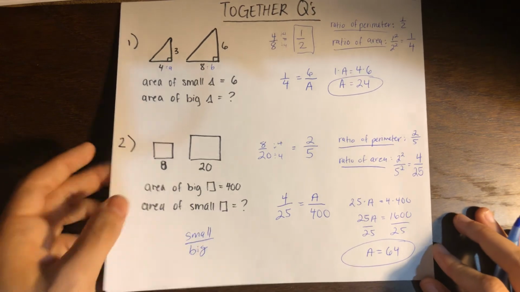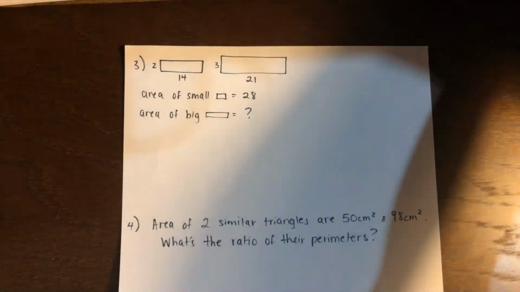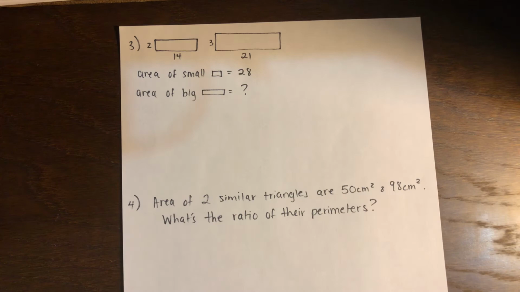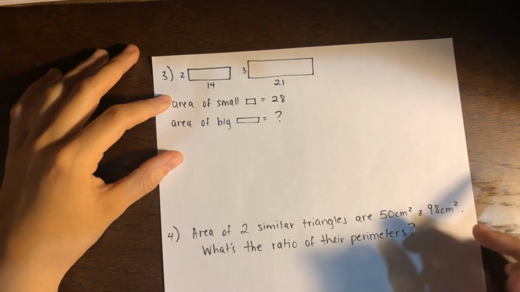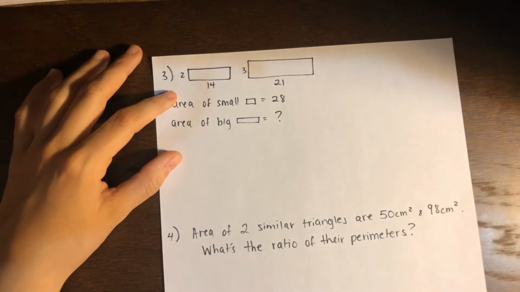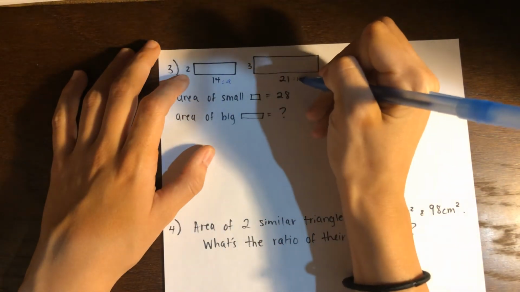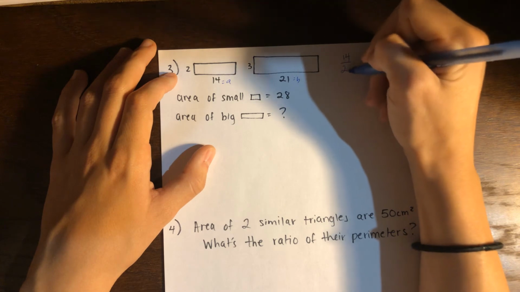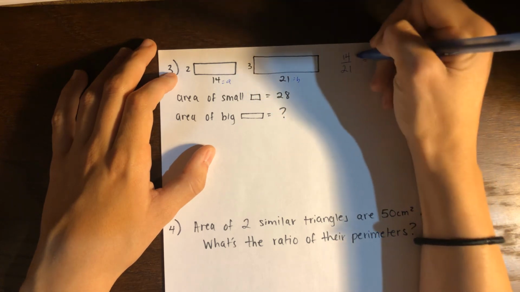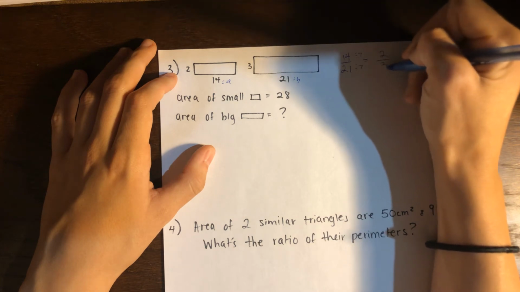That's just what we're doing. So just take it step by step, and let's do these last two. For these last two, we have rectangles now. They give us the area of the small one. So we're taking a ratio, small over big. This is A, and this is B. So we have 14 over 21, and if I divide both sides by 7, I get 2/3.